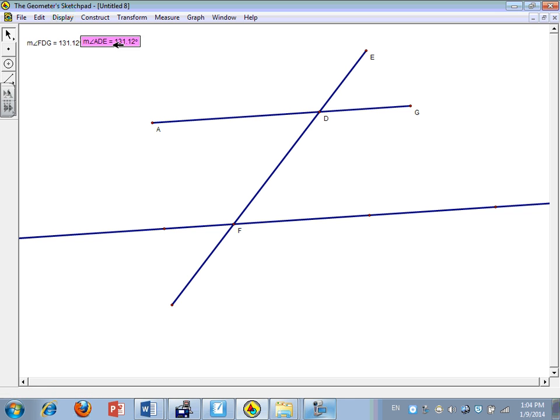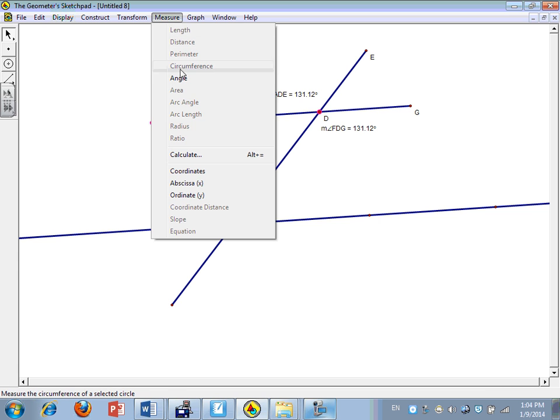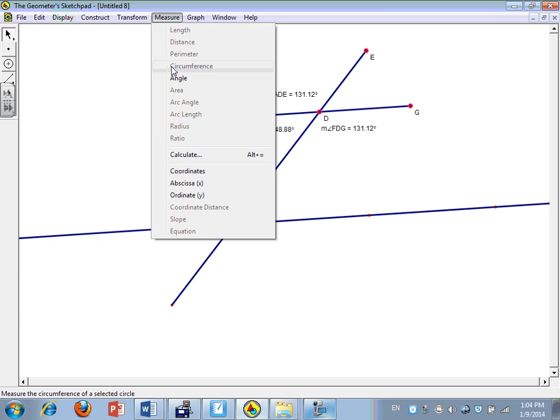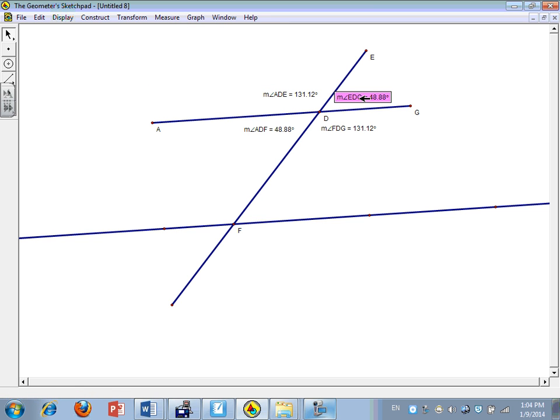So ADE is this angle in here. There's this angle in here. Let's measure the other angles and see what we can get. So ADF, we're going to measure that angle. And I get this. That's interesting. What about this angle in here? We're going to measure them and then compare them all. Were we expecting it to be 48.88? I think we were. They're opposite angles.